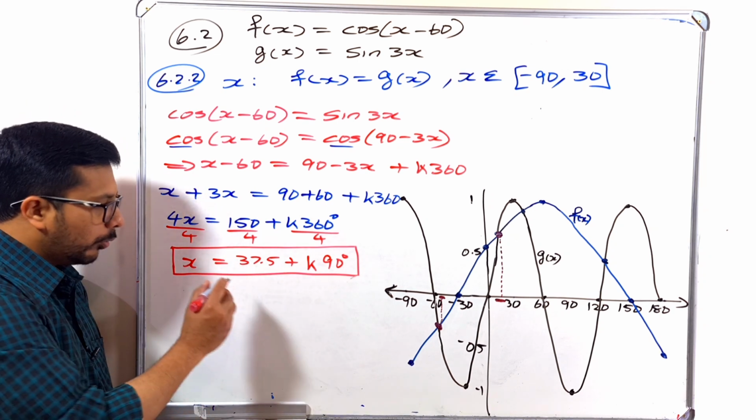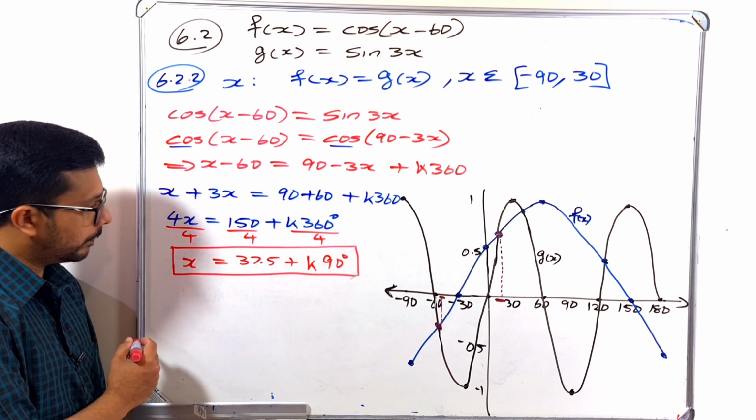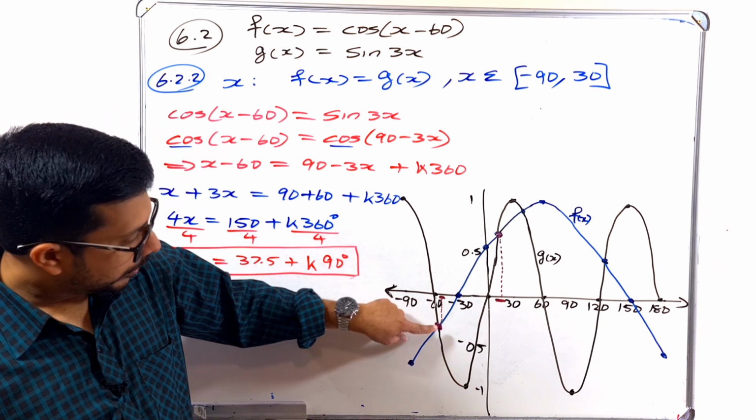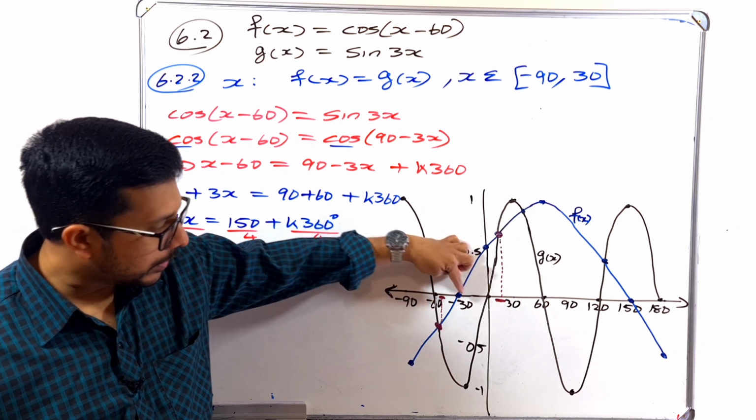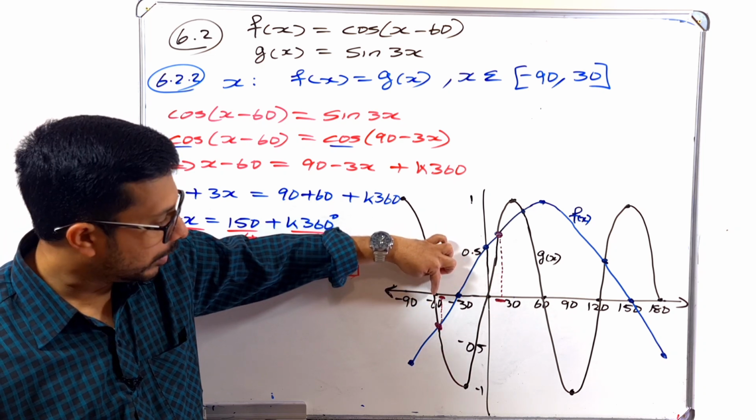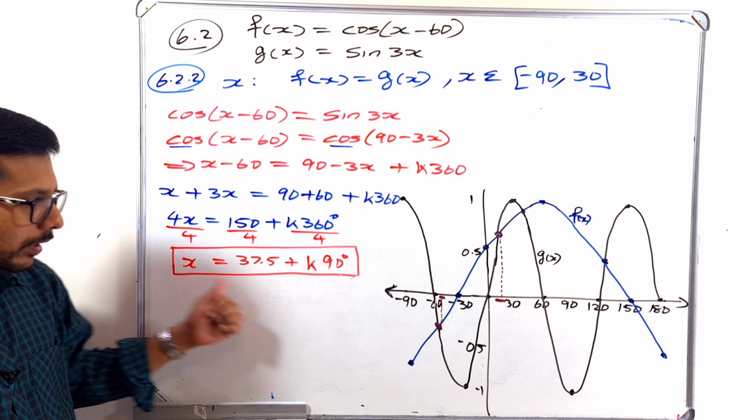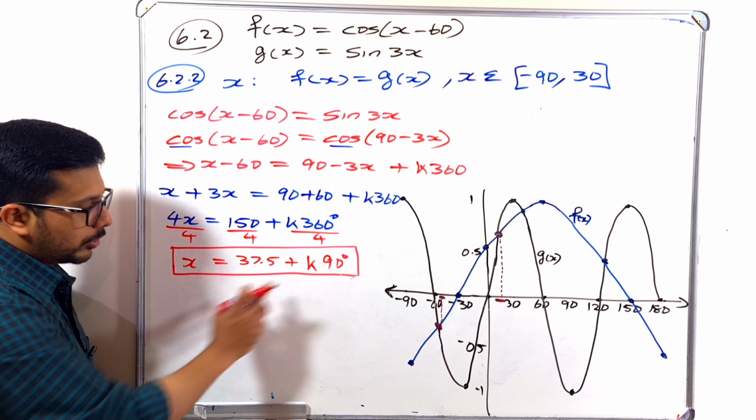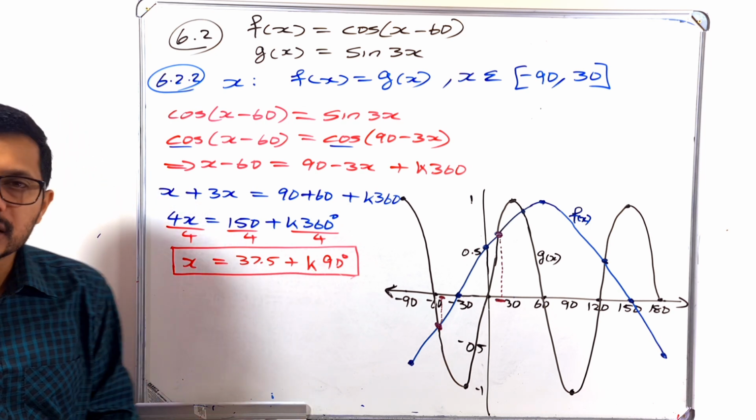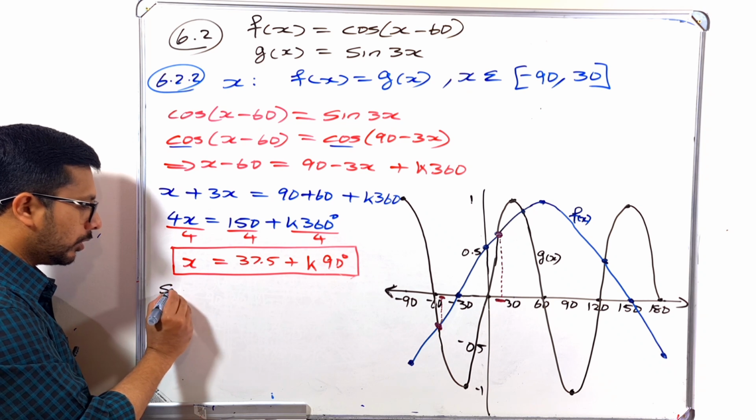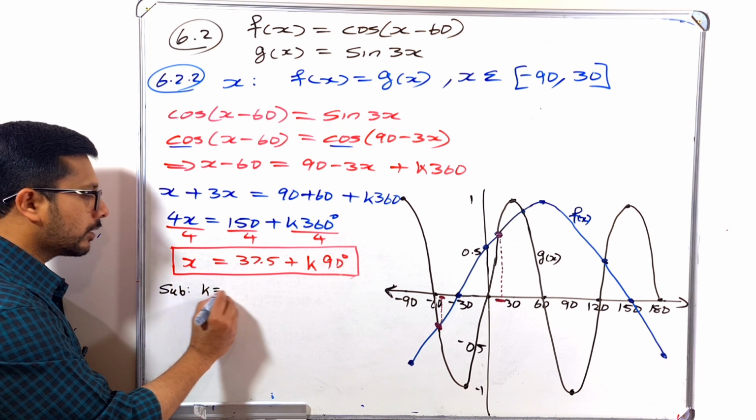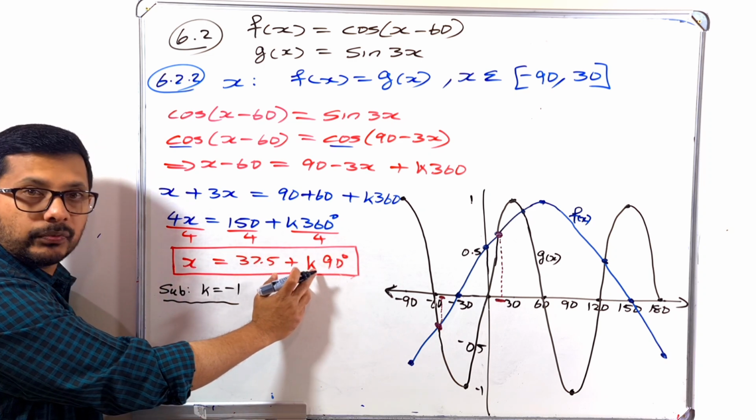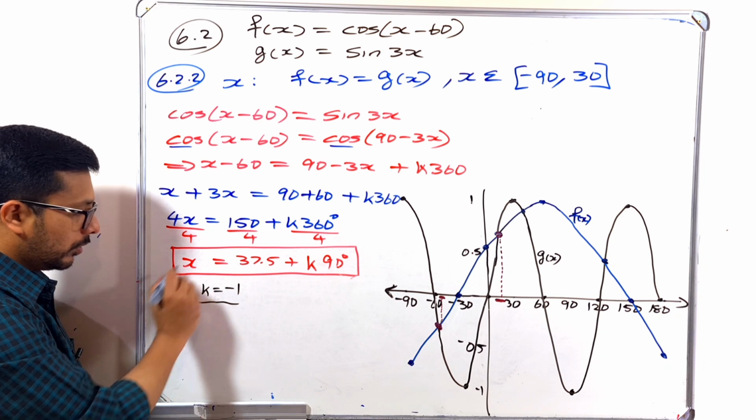Okay, so here I'm going to substitute the value of k as what I want to get. Look at this one here. You have to think logically. Look at this point. This point is between minus 60 and minus 30. So it means that you want an x value that lies between minus 60 and minus 30. Okay, so what value must I substitute? If I substitute the value of k as minus 1 in this equation. This is a general equation, so we can substitute different values of k.